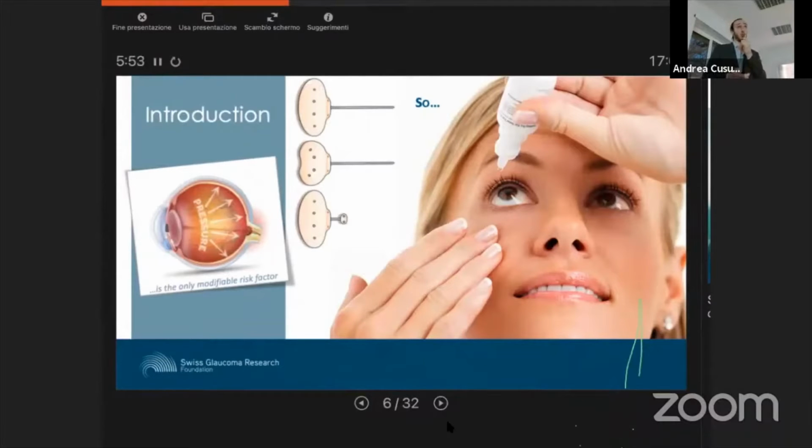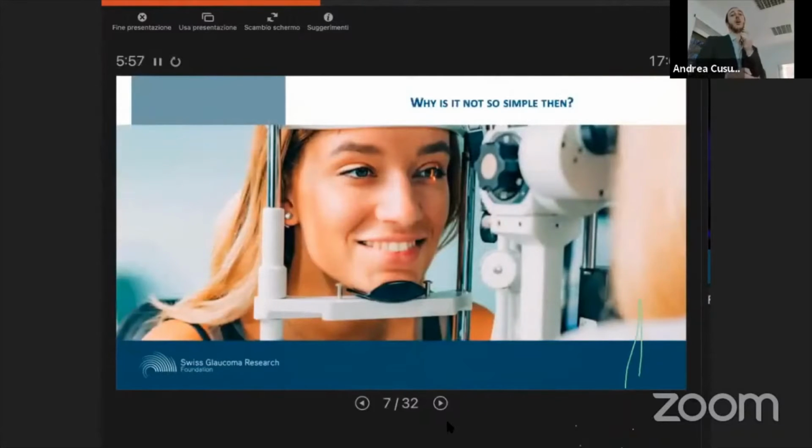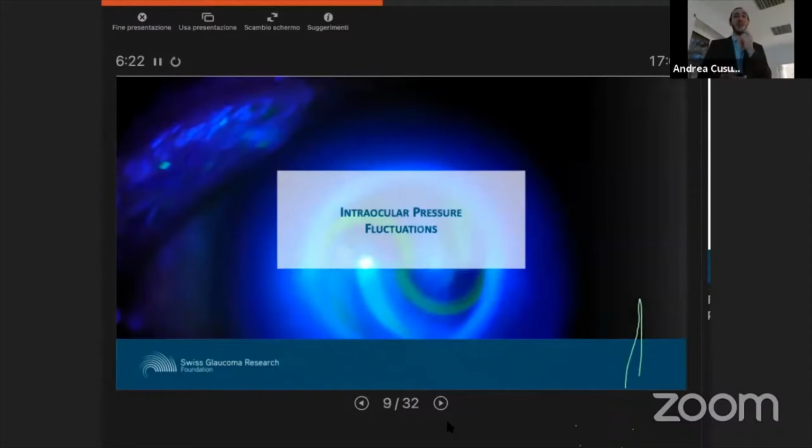So this is what we treat and it is what we monitor. So you may wonder, why is glaucoma not so simple? Because it is all about controlling the pressure and making sure the pressure is nicely in range. Well, that is what we're going to see just now. And as my colleague, Professor Kusumano, just hinted, this is a presentation about intraocular pressure fluctuation. So this is a little hint about why it is not so simple.